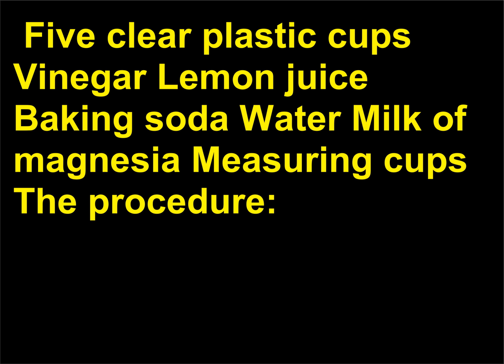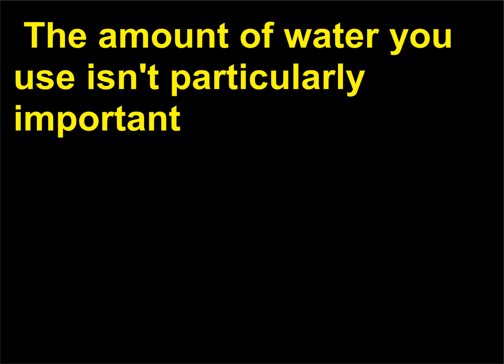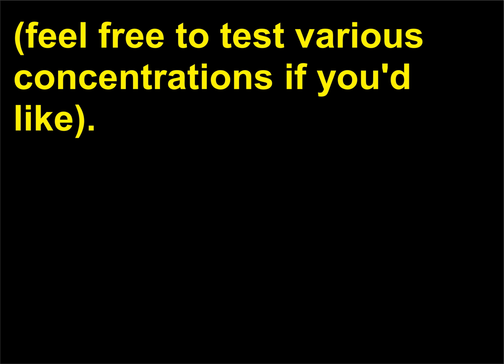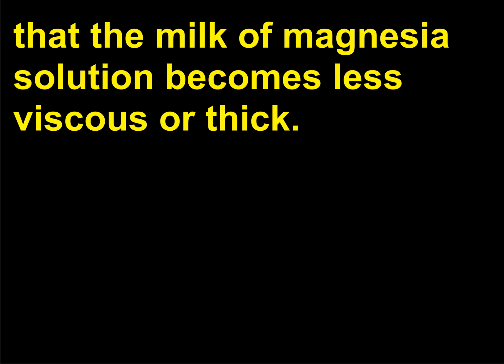The procedure: prepare aqueous solutions of milk of magnesia and baking soda. The amount of water you use isn't particularly important. Feel free to test various concentrations if you'd like. The key aspects are that the baking soda dissolves completely and that the milk of magnesia solution becomes less viscous or thick.